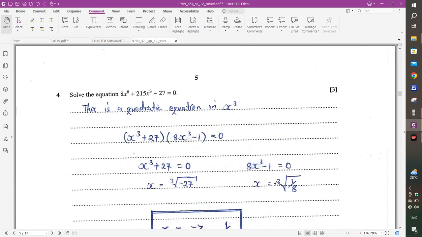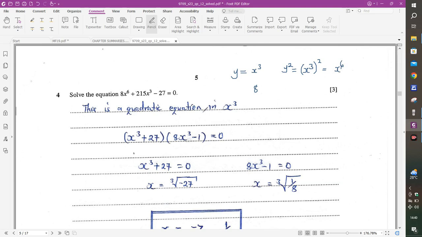Number 4. Solve the equation 8x power 6 plus 215x cubed minus 27. This is a quadratic in x cubed. If I let maybe my y to be equal to x cubed, just to simplify, you can have y. If I have y being equal to x cubed, that means y squared is going to be this x cubed, then you square. But again, when you square, these two in indices will multiply with these three, so it will be x to the power of 6.